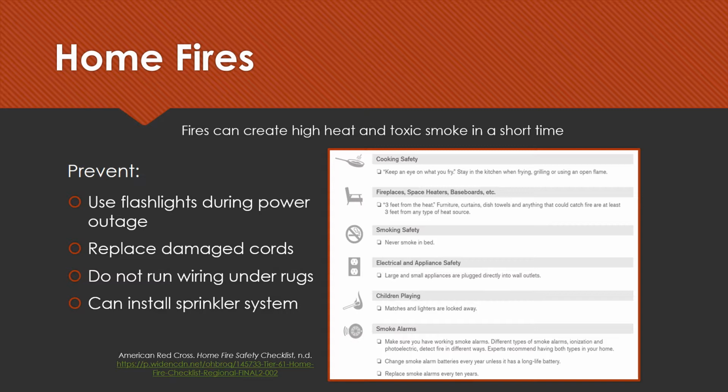To prevent home fires, use flashlights, not candles, during power outages. Replace any exposed wiring, loose plugs, or damaged extension cords. Do not run wiring under rugs or carpet. You may install fire sprinkler systems in your home. Do not leave food cooking on the stove unattended. Keep flammable items away from the stove. Do not disable the smoke alarms while cooking. Properly store all flammable items at least 3 feet away from anything that gets hot.